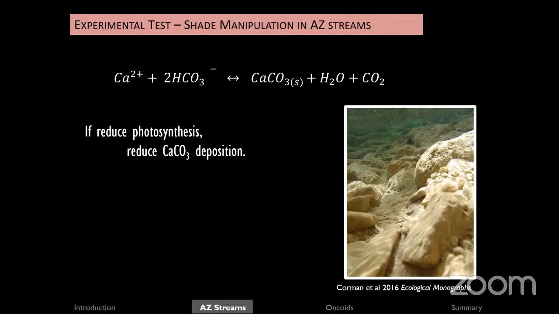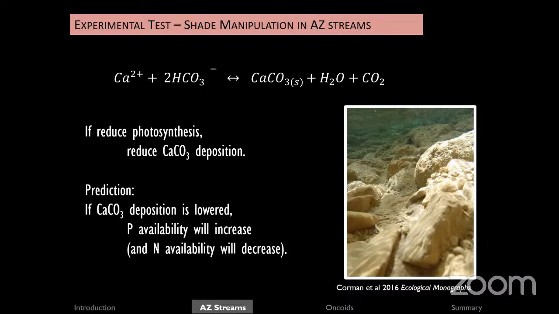Is phosphorus liberated and more algae respond to it, suggesting that calcium carbonate might otherwise be sequestering that phosphorus? Or is there no impact, because maybe the algae can get at the phosphorus anyway that's in the calcium carbonate. So we can start to tease apart those two different processes. Our prediction is, if we lower calcium carbonate deposition, phosphorus availability will increase, and potentially nitrogen availability will decrease. If we get more growth, we should see more nitrogen uptake.